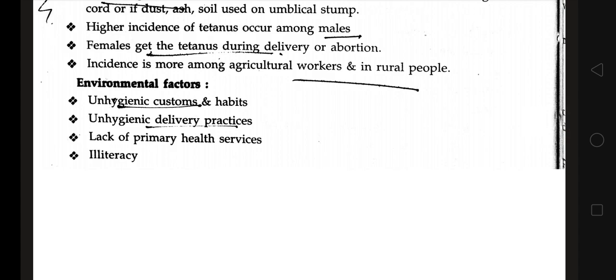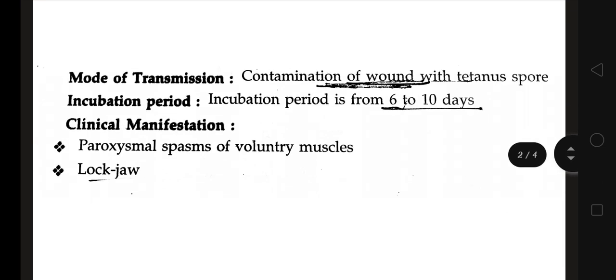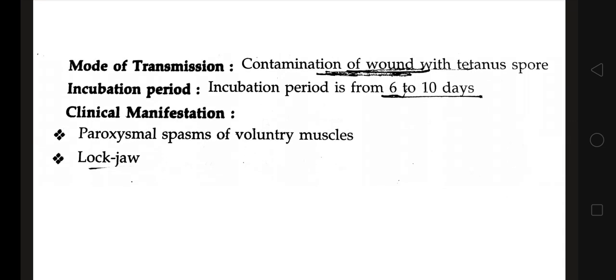The environmental factors include unhygienic customs and habits, unhygienic delivery practices, lack of primary health services, and illiteracy. These are the main environmental factors which enhance the spread of this infection. The mode of transmission is through contamination of a wound with tetanus spores. Tetanus spores are present in infected feces, dust, or soil. So when a wound anywhere in the body comes in contact with this infected material, the tetanus spores may enter the wound and the body, and it may get infected.